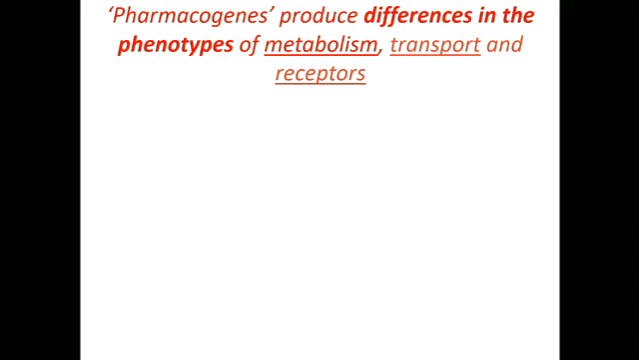Pharmacogenes are ones that produce differences in phenotypes of metabolism, transport and receptors. Now, pharmacogenes aren't there to frustrate pharmacists. They're not produced by the body to stop particular drugs working or make them toxic. The genes are there to do other things in the body, and then we introduce drugs into the body that react or rely on those genes.